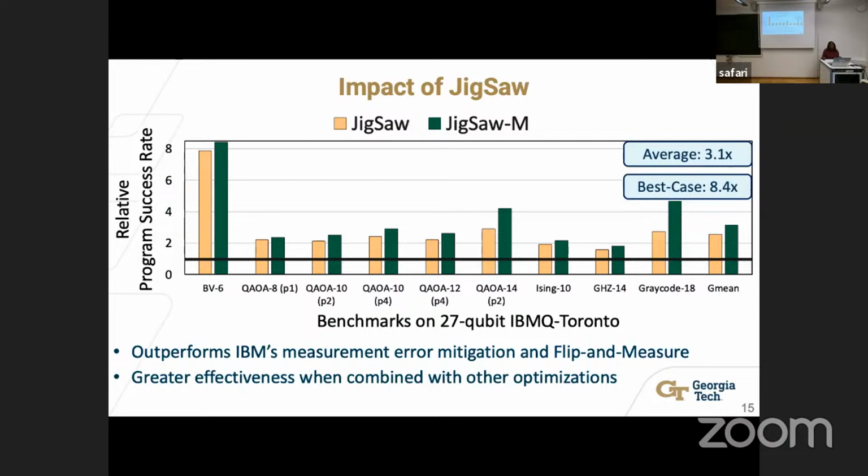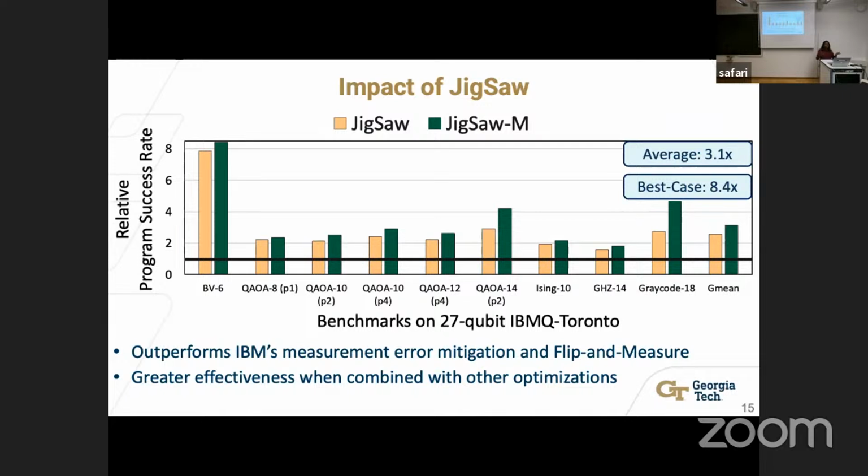And if you look at the impact of JigSaw, the figure here shows the relative program success rate. Program success rate is the probability that you correctly identified the output, so it's basically the probability of obtaining the correct outputs. Let's say you have executed a program for 1,000 trials, and 500 times you get the correct output. Your program success rate is 50%.